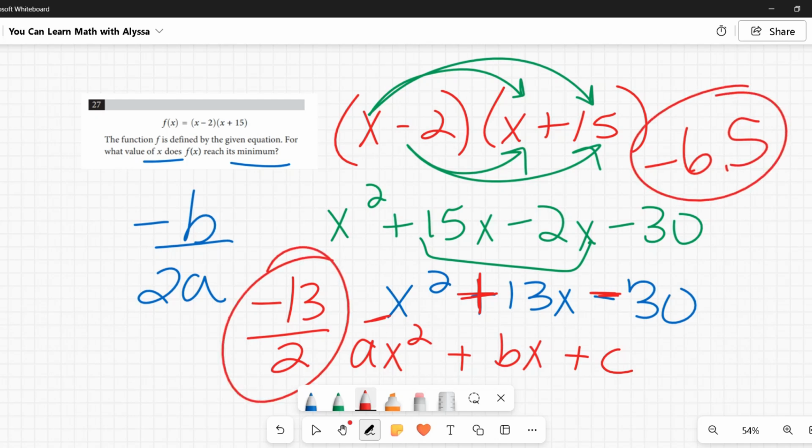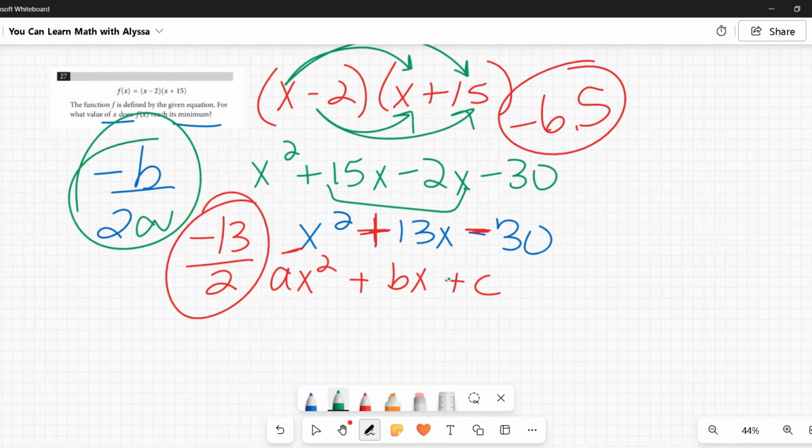Do not put it as a mixed numeral, because this is a student-produced response question. If you were to put this as negative 6 1/2 like that, you would get it wrong, because it's going to view it as like negative 61 halves. It's not an option. Don't do it that way. Be careful. So negative 13 halves or negative 6.5. Again, graph it or distribute and use negative b over 2a to get your x value.